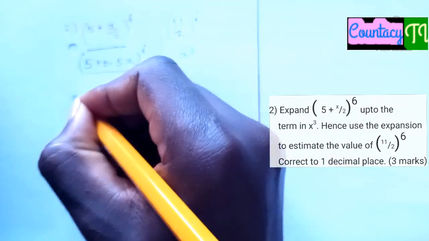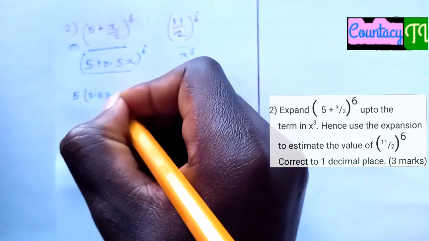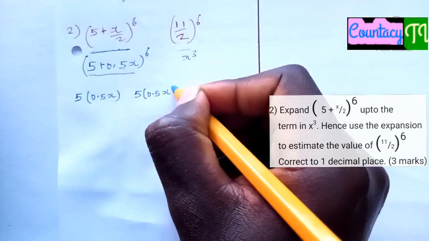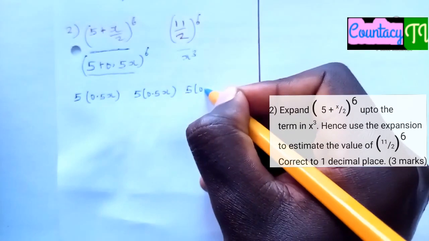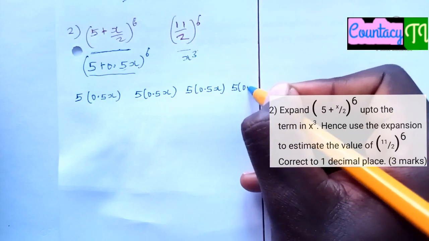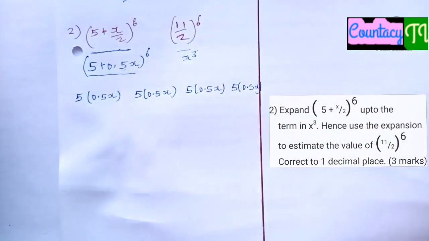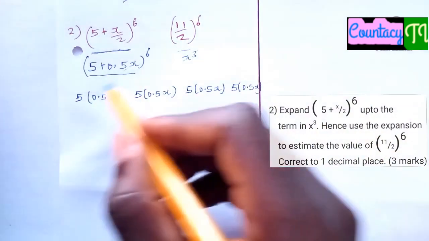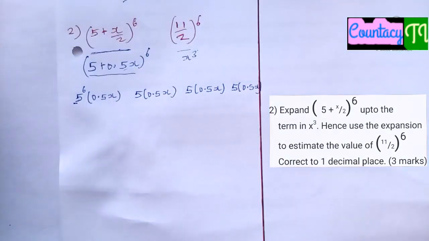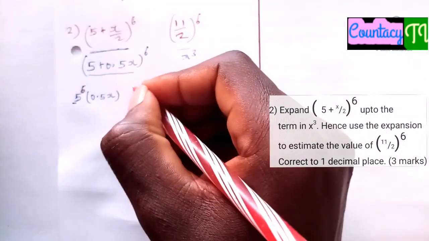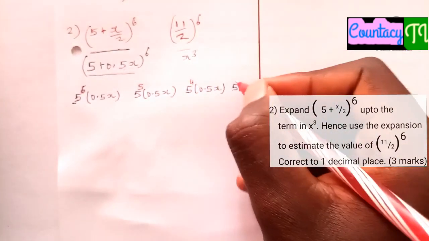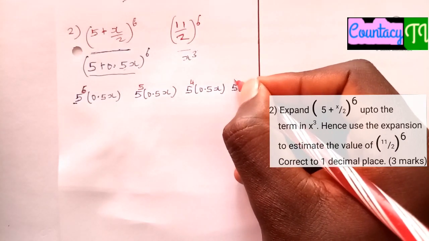That's, we've got 5, 0.5x, and finally the last one, 5, 0.5x. This is how we assign the powers. The first number, we assign it the highest power, which is 6. We go the same way, decreasing the powers: 6, the next one will be to power 5, the next one will be to power 4, the last one will be to power 3.